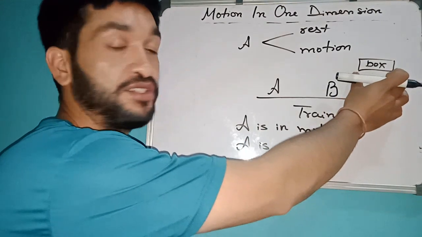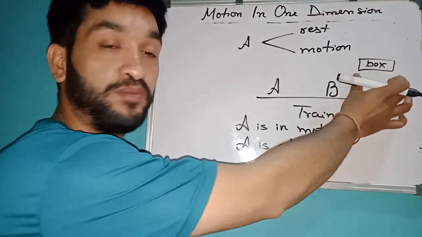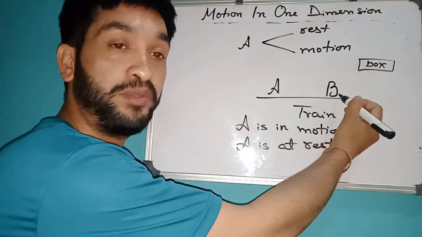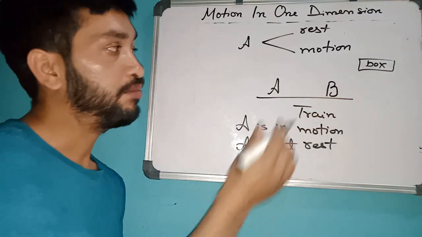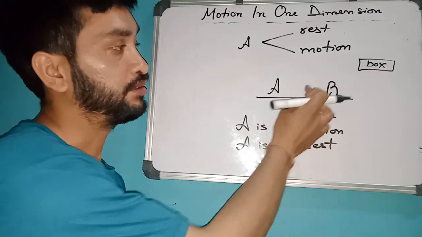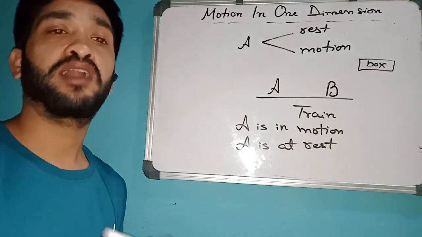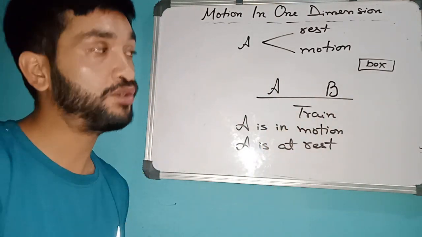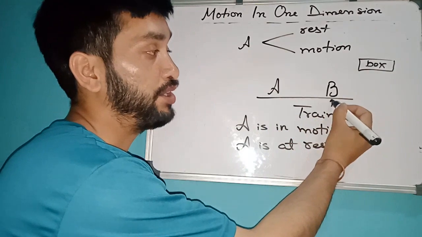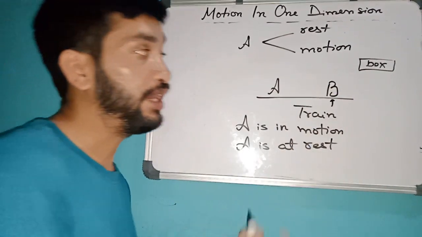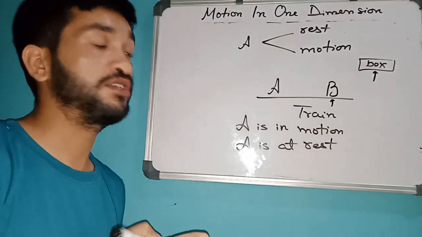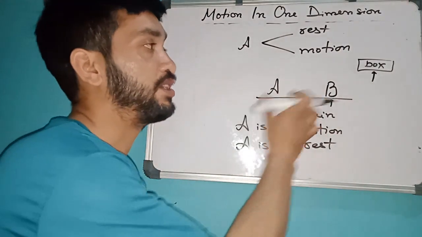If the reference point is the box, then A is in motion. If the reference point is B, A is at rest. Why? Because every time you check the distance between A and B, at any point of time, you will notice the distance is not changing, position is not changing when the reference point is B. And when the reference point is the box, then the distance is changing, position is changing. So I will say A is in motion.